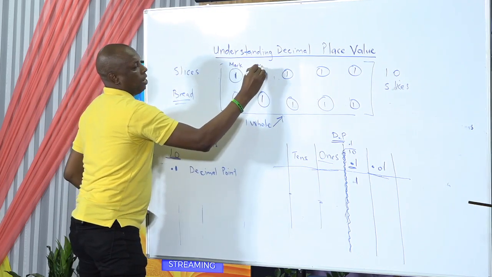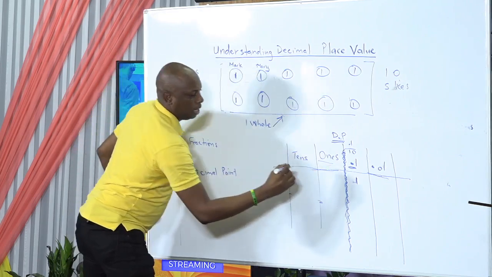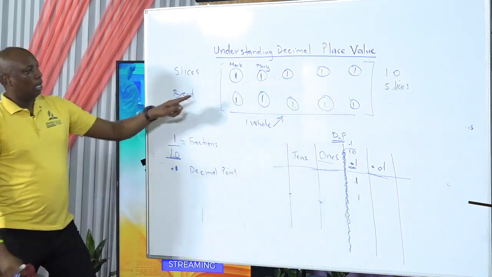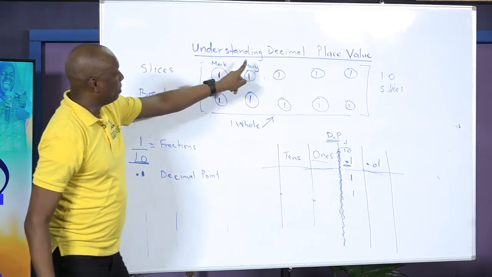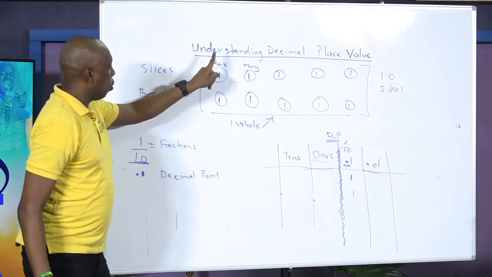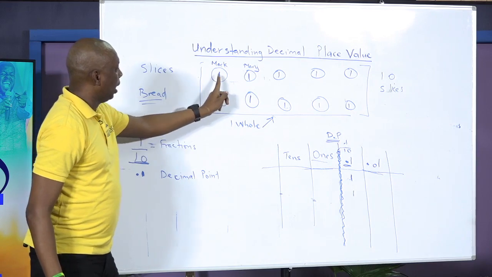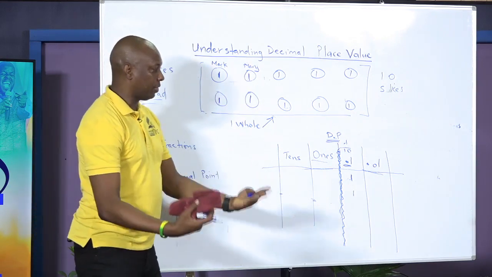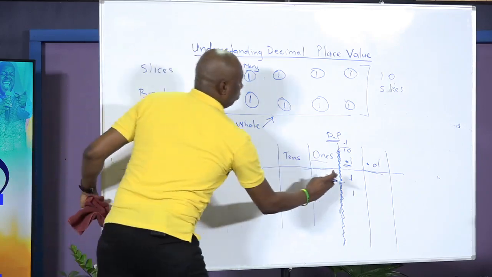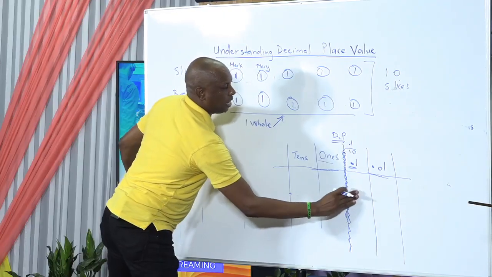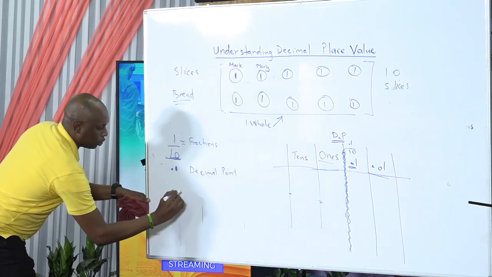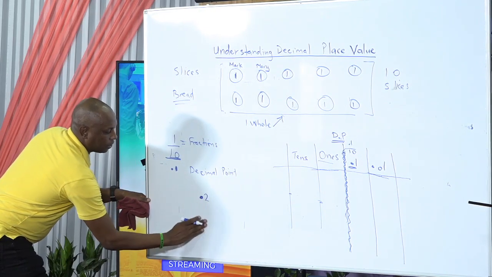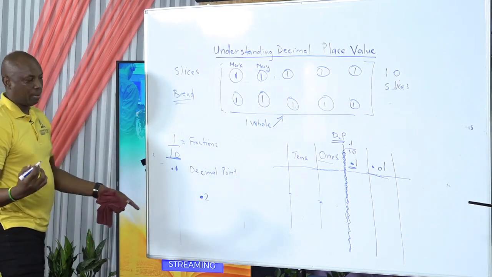And this is Mary. If I were to put another here, Mark's share and Mary's share would be 1 out of 10 parts and another 1 out of 10 parts. So I would end up having 2 out of 10 parts. Now this 2 can be written also as 0.2. If I'm looking at both values combined, that's how we get our decimal value.